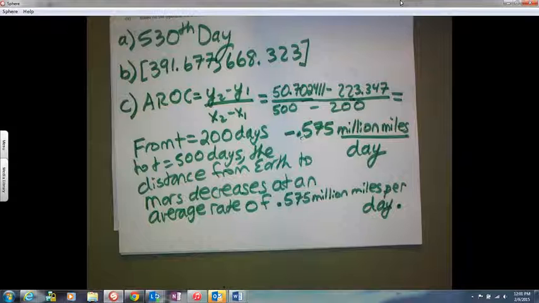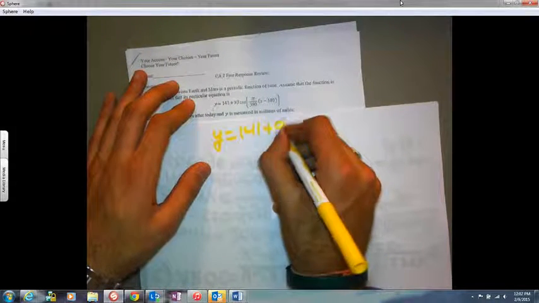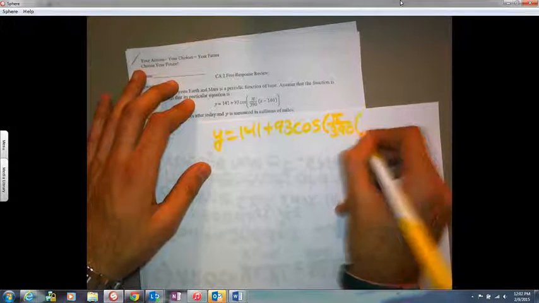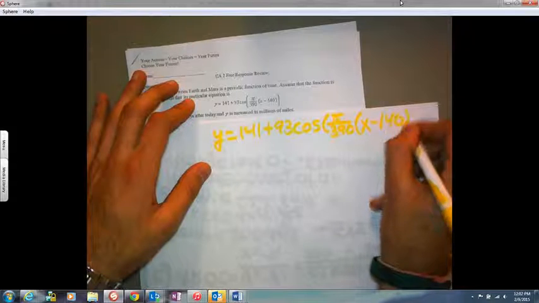What else? Okay, now D is interesting. D is very interesting. So on D they say rewrite the function using sine, not cosine. So we've got, okay, here's what we've got, and we need to rewrite an equation that looks something like this.